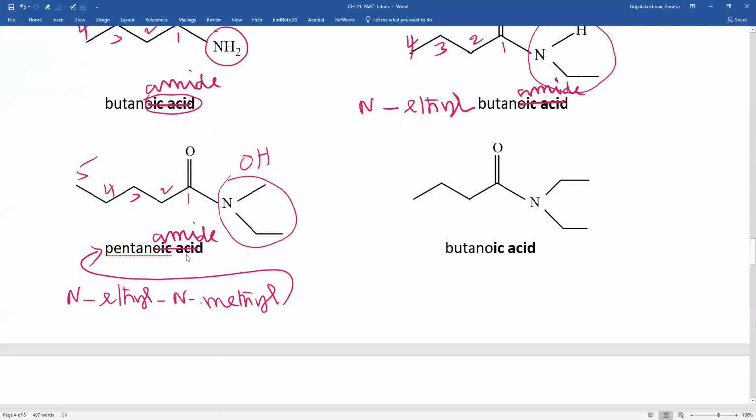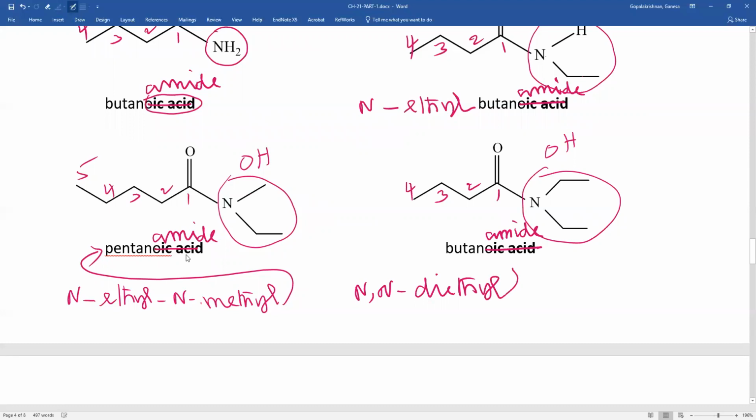If you look at the next one, if you imagine in the place of this OH, you see a carboxylic acid, you name it. It is butanoic acid, replace it with amide, butanamide. And there are two ethyl groups on the nitrogen. So N,N-diethyl butanamide.